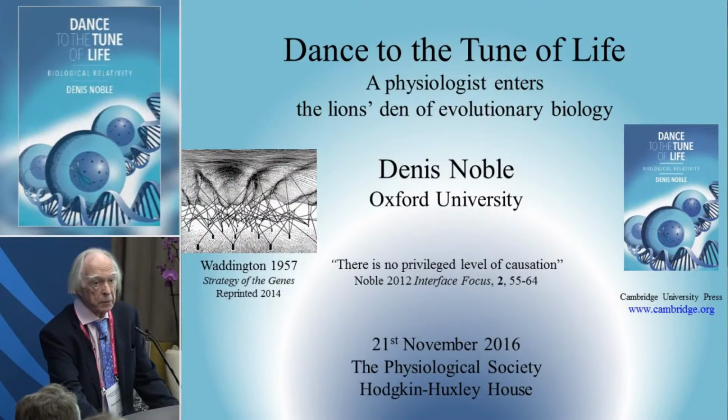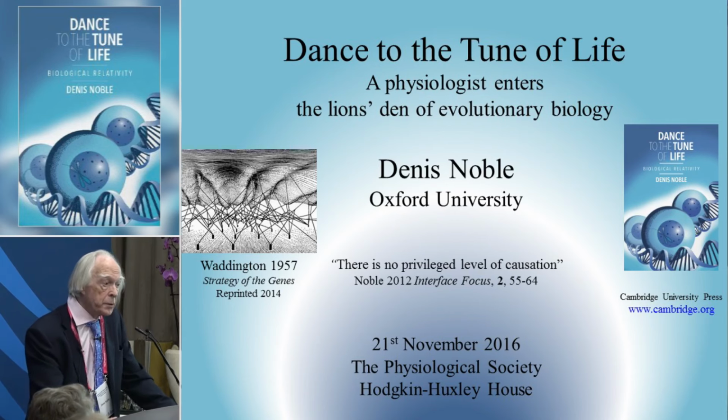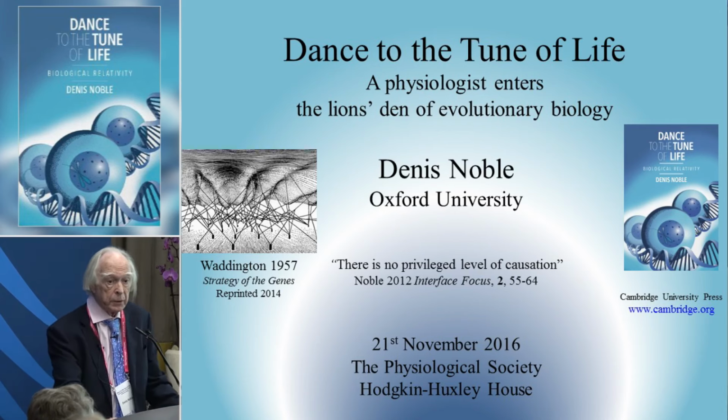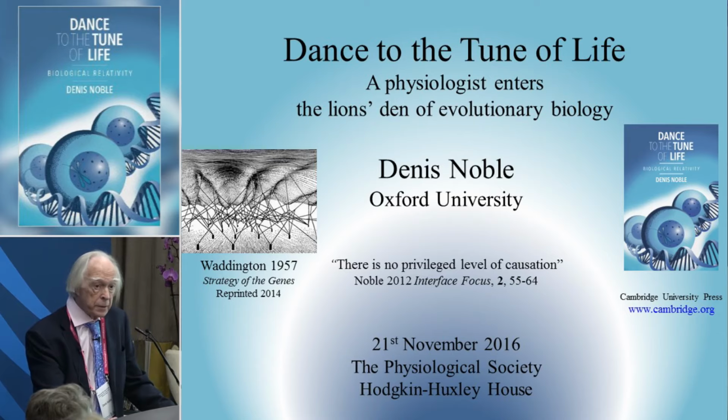And I want first to pay tribute to one of the greatest developmental biologists ever, Conrad Waddington, who wrote a book in 1957 called Strategy of the Genes. It's so important that it's very recently been reprinted as a new edition in 2014, and it stands the test of time. Conrad Waddington was one of the first to show how you could demonstrate the inheritance of acquired characteristics. And we'll come on to that topic a bit later.